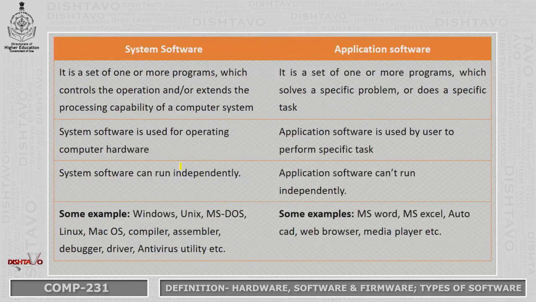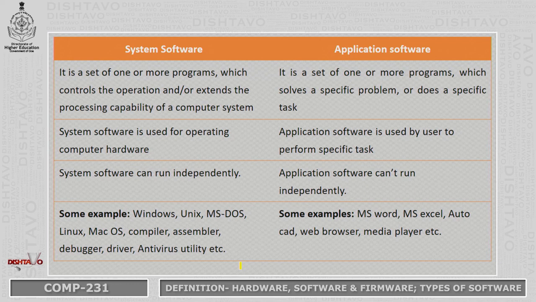Next, we classify the difference between system software and application software. System software, as we have already studied, is a set of one or more programs which controls the operations or extends the processing capacity of the computer. Application software is a set of one or more programs which solves a specific task or problem. System software is used for operating computer hardware, whereas application software is used by the user to perform any task. System software can run independently, but application software can't run independently. It requires an operating system; system software is required to run application software.